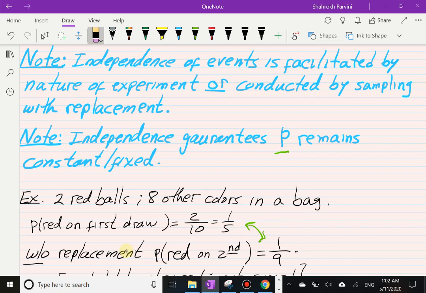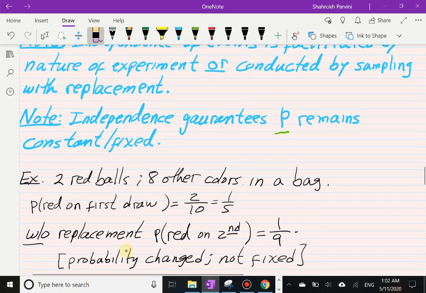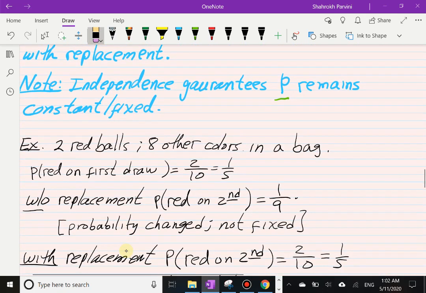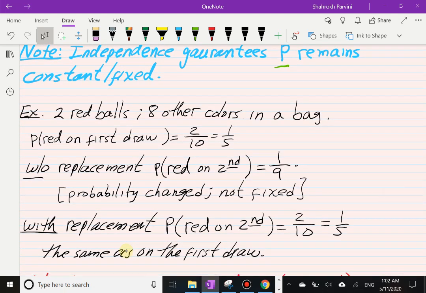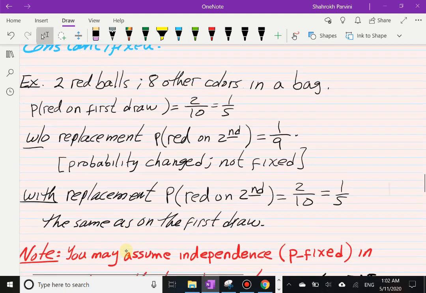A binomial experiment assumes that the probability is going to be the same. So what if I change from without replacement to with replacement? Well, if I replace it, the probability of a red ball on the first draw is 2/10. Since I put it back in the bag, again there are 2 red balls in the bag, so the probability is again 2/10, or 1/5. The same as on the first draw.